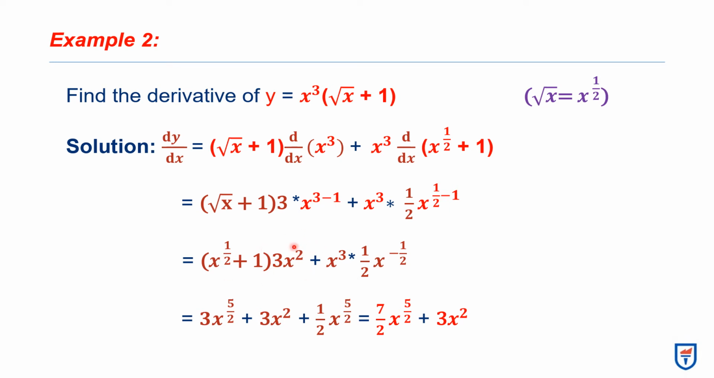So now we remove the bracket by multiplying 3x squared into the bracket. We're going to have 3x squared times x to the power half, which gives us 3x to the power 5 over 2. Then we say 3x squared times 1, which gives us 3x squared. And then we do the same multiplying here, x cubed times half x to the power minus half. It gives us half x to the power 5 over 2. Then we add the like terms, which is half x to the power 5 over 2 plus 3x to the power 5 over 2, which gives us 7 over 2 x to the power 5 over 2 plus 3x squared as our final result of this derivative.